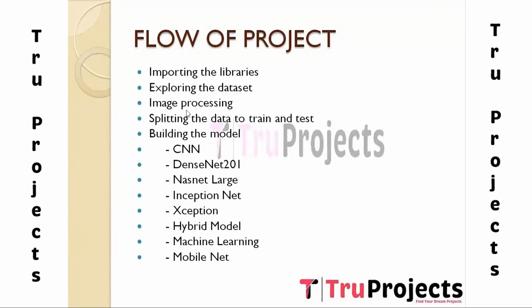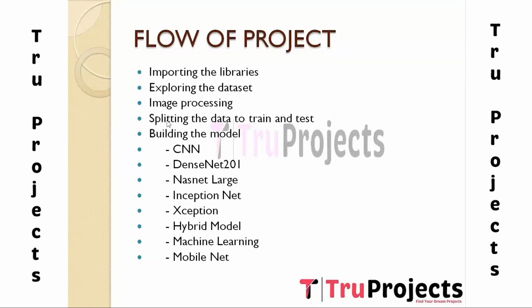And the third one is image processing. In this module, techniques are applied to enhance the quality of images and make them suitable for training the model. This also involves resizing the images to a consistent resolution, normalizing the scale of pixel values, and applying data augmentation to increase the diversity of the training set.